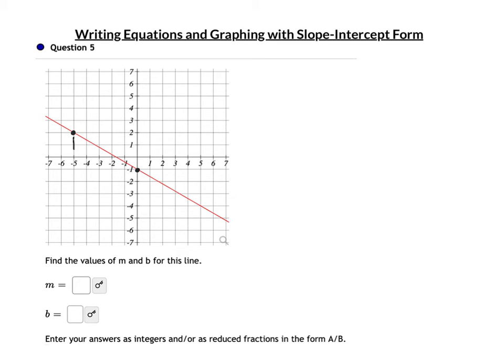And notice the line goes down and to the right. The slope is negative. So I'm going to go down 1, 2, 3. That's -3. And I'm going to go right 1, 2, 3, 4, 5. That's +5. So the slope is rise over run, -3 over 5. And the intercept crosses the y-axis at -1.